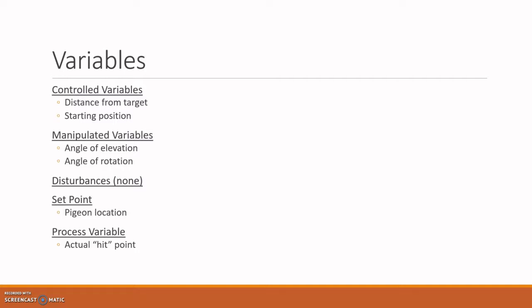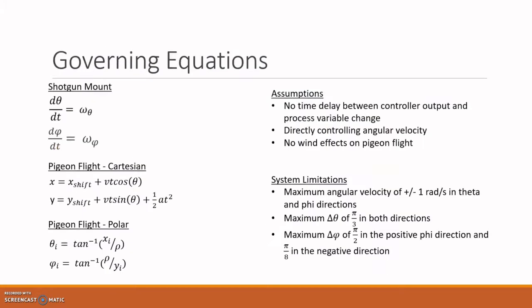Our variables in our simulation were the distance from the target and the starting position, which were our controlled variables. Our manipulated variables were the angle of elevation and the angle of rotation of our shotgun mount. Our set point was the pigeon location, and our process variable was the actual theoretical hit point of the shotgun. We didn't include any disturbances in this model, but they could be, which we'll talk about later.